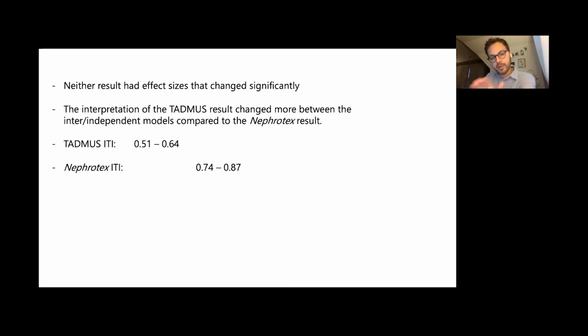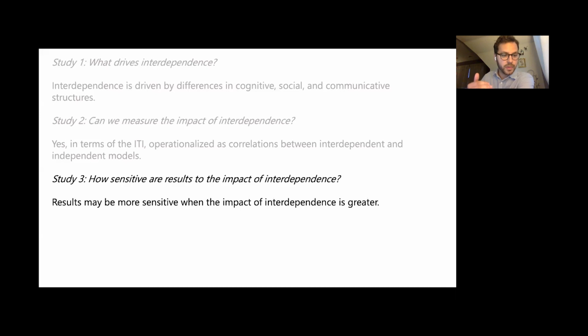And to kind of explain that, we can think back to those ITI confidence intervals that we calculated previously. The Tabness data had lower ITI values, suggesting that it had a greater impact of interdependence than the Nefertex data, which was very close to that threshold that we had established. So in sum there, we found that results may be more sensitive when the impact of interdependence is greater.